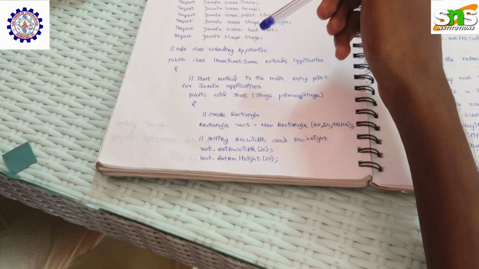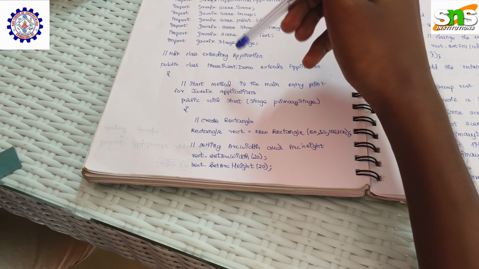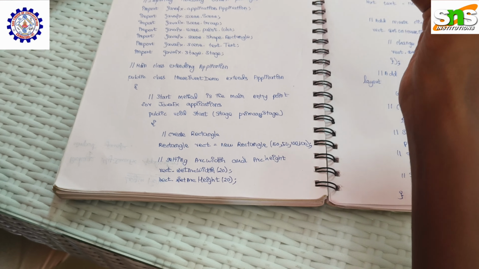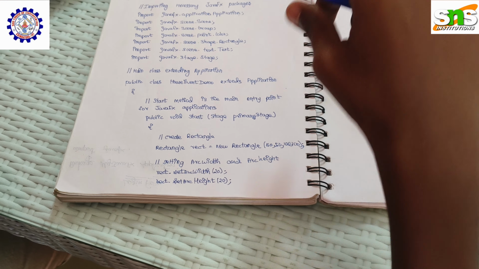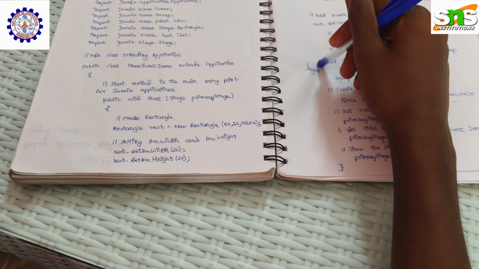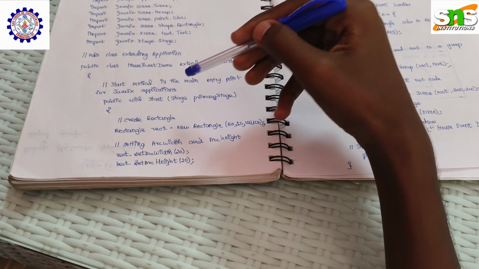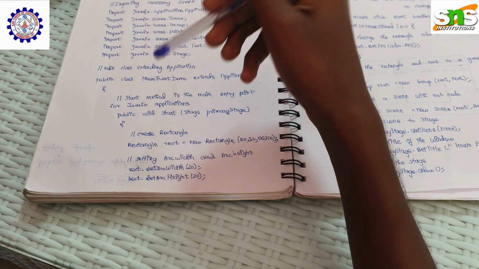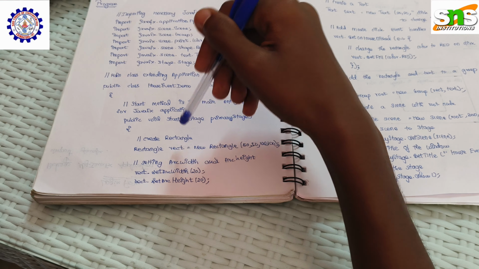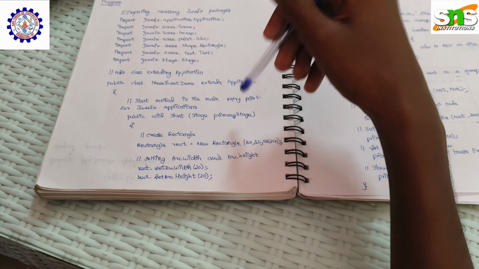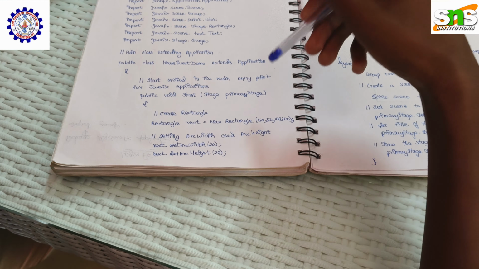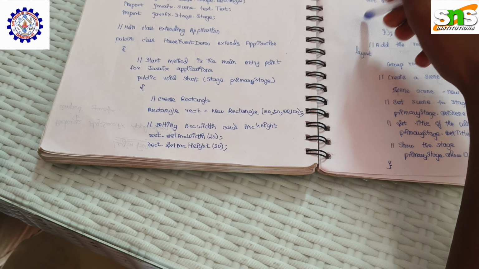Here the start method is present in the public class MouseEventDemo, which extends the Application class. Here we use public void start with the argument Stage primaryStage. Here Stage is the class and its object is primaryStage. And I want to create an object for the Rectangle class. Rectangle rect equal to new Rectangle with arguments 50, which is the x and y axis, and 100, which is the width and length.